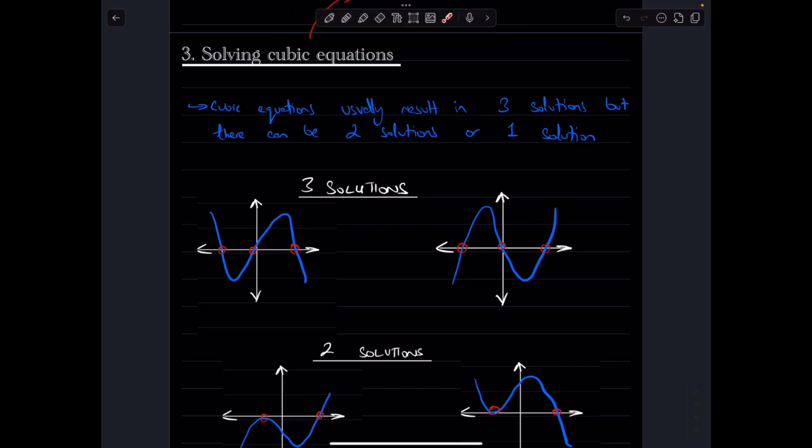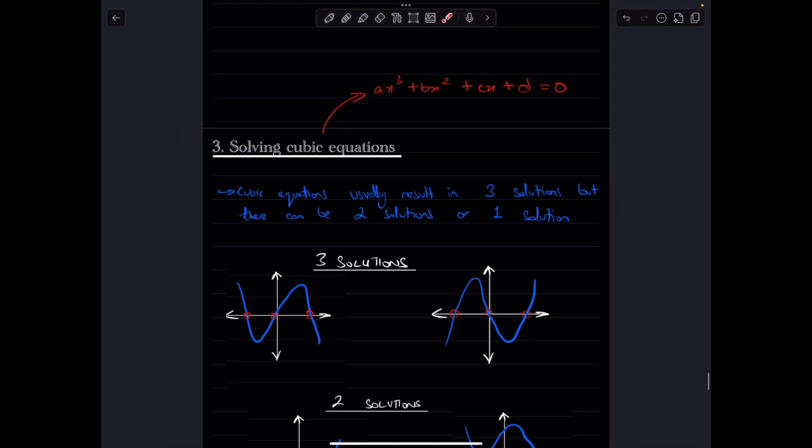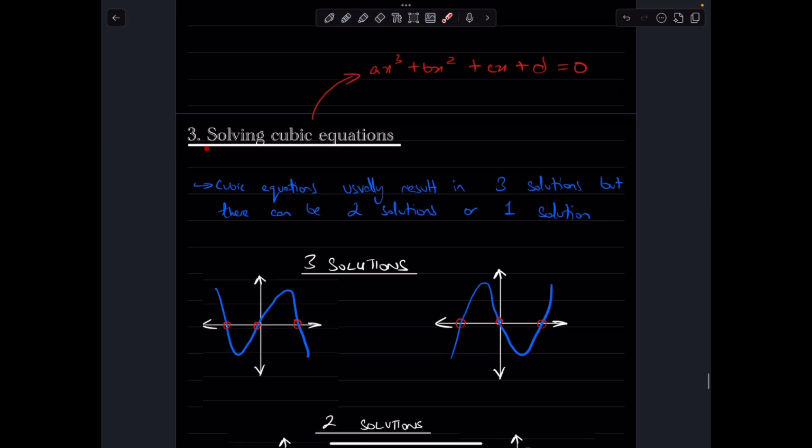So first of all, let's establish the fact that a cubic equation is any equation where the maximum power of x is 3. The graph of a typical cubic equation looks something like this or something like this. Now when you're asked to solve cubic equations, it means that you have to find the roots or rather the solutions to the cubic equation.